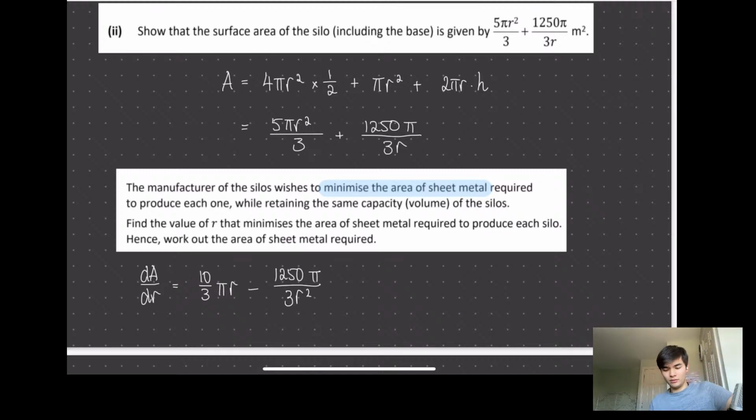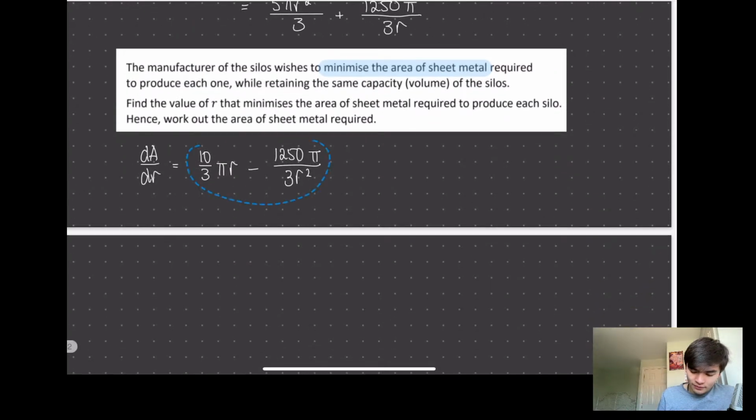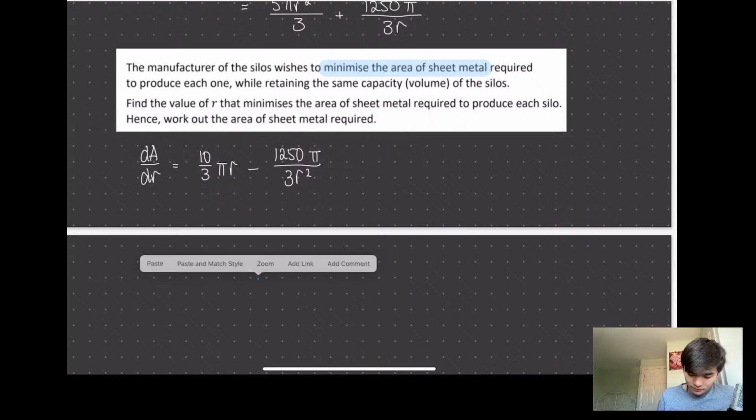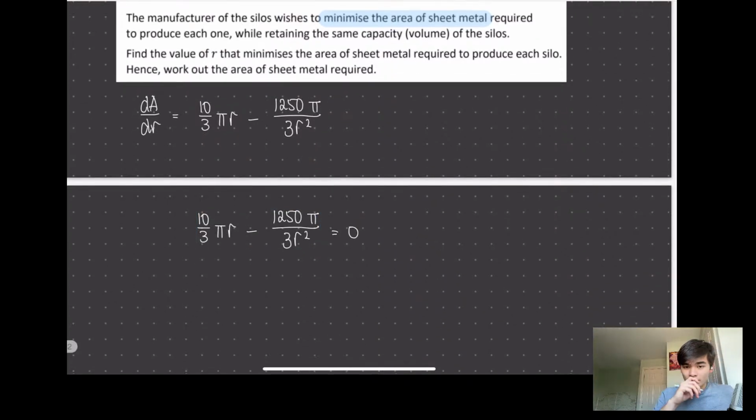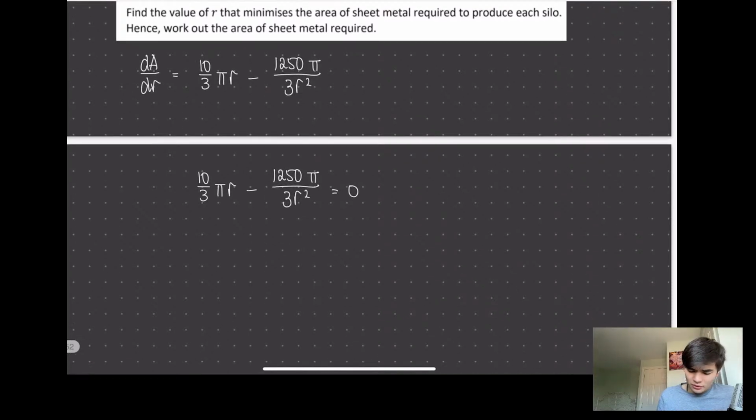Okay, so we found dI/dr, and when we want to find the minimum value, we said that we want to set that equal to 0. So I can times through here by r squared. I can times through here by 3. Either of those is fine. I can also divide both sides by pi.